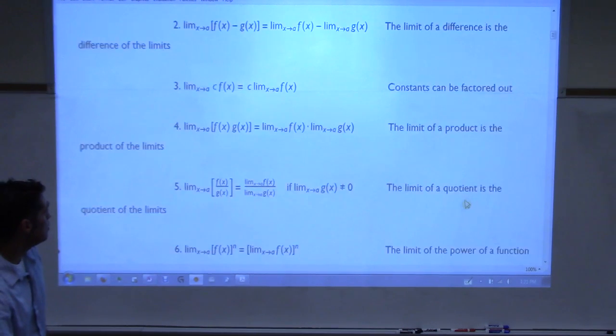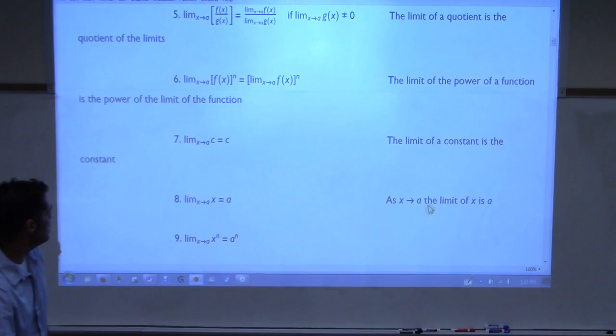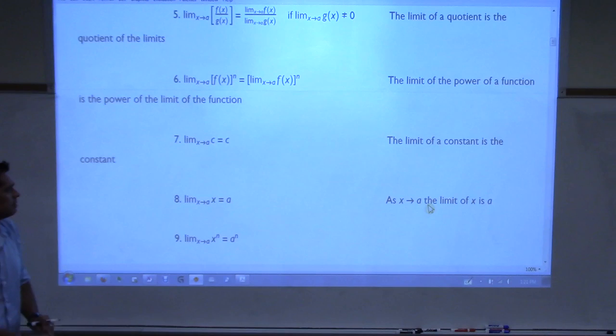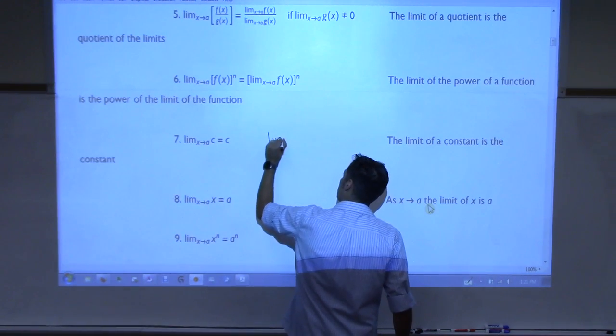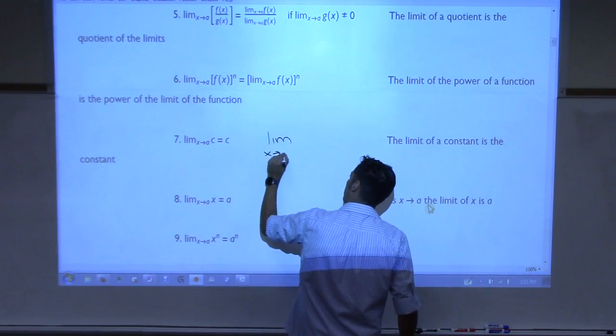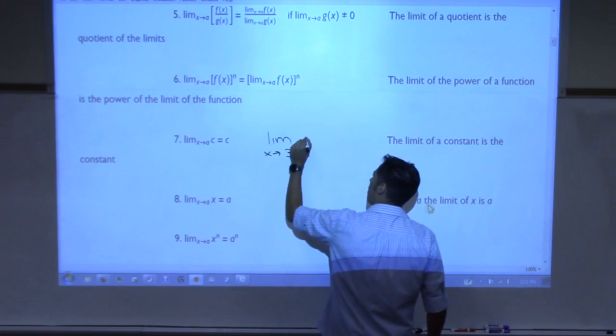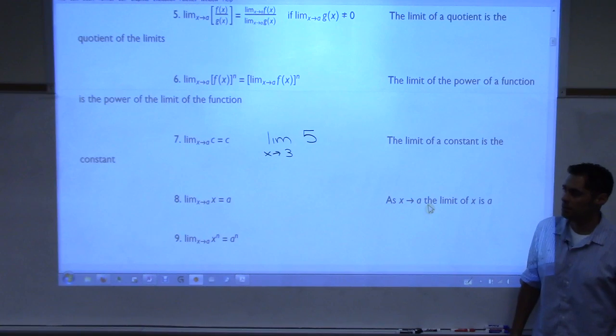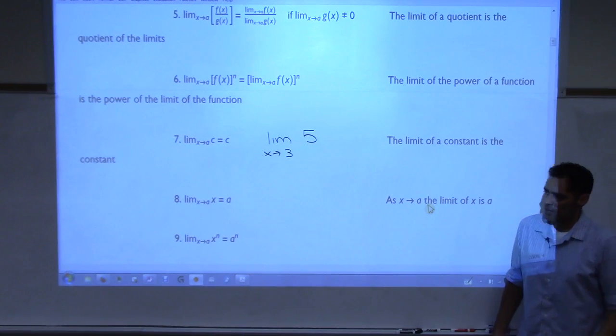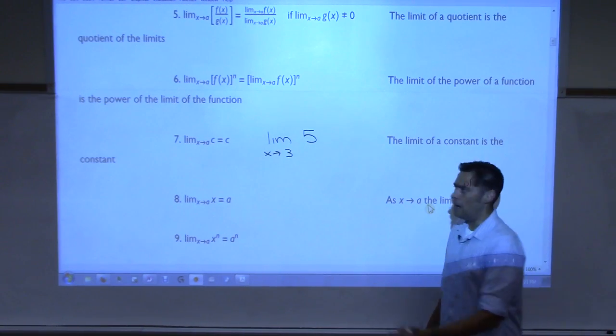The ones that I will talk about before we proceed are these last, well, the 7, 8, 9. I just want to give you an example of each one of them real quick. So an example of 7. If you were asked to find the limit, let's say as x approaches 3, of the number 5. So I'm taking the limit of a constant. It's 5. The answer is 5.